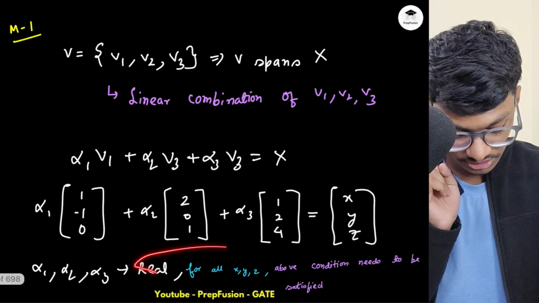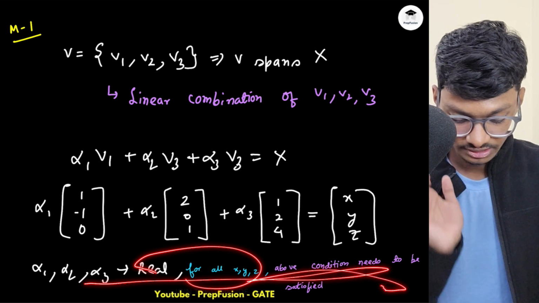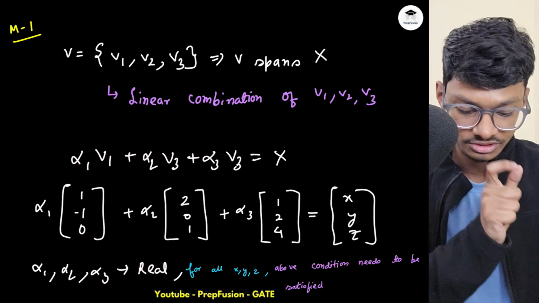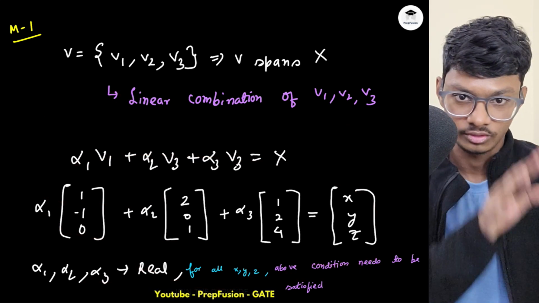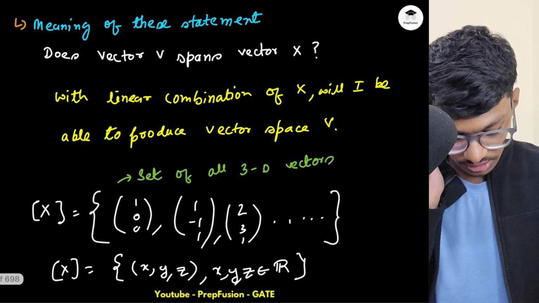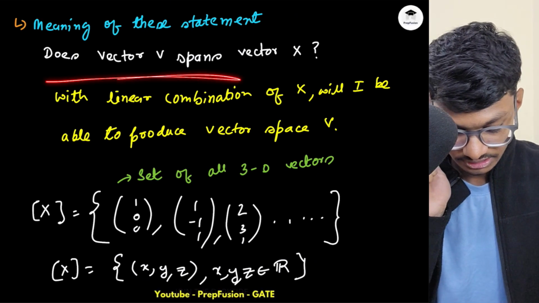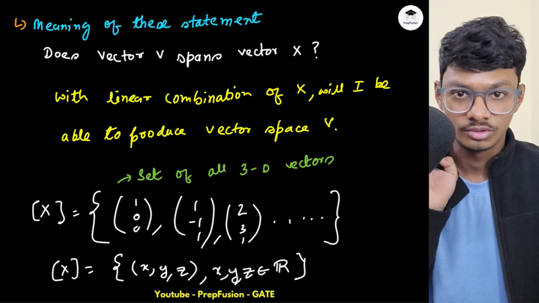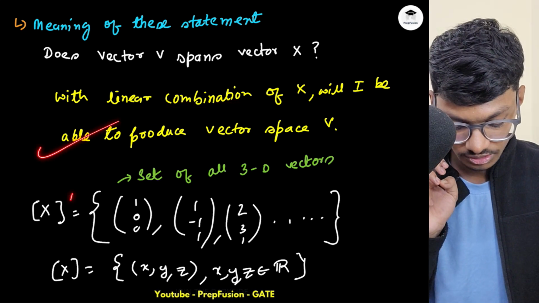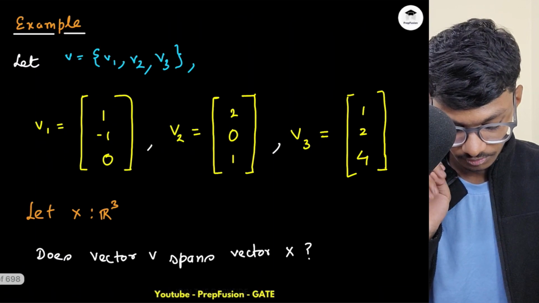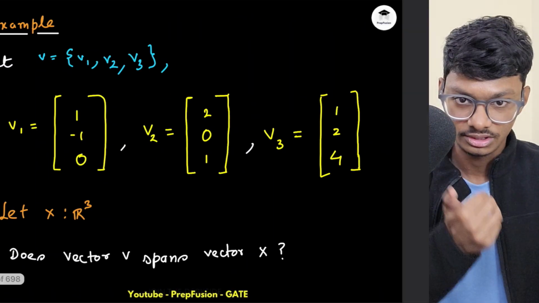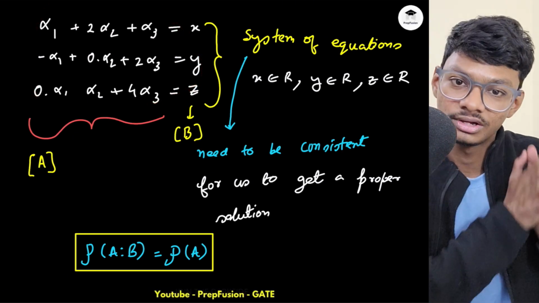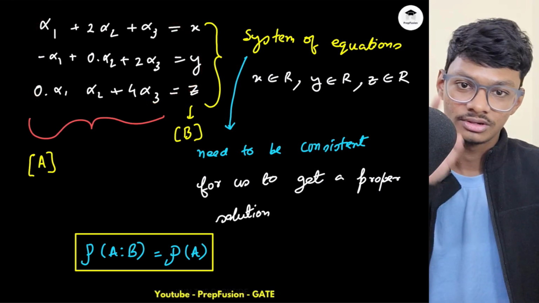Now if this condition is satisfied, that means X is a linear combination of v1, v2, v3 for all alpha 1, alpha 2, alpha 3. That means for this question, whatever it has asked, does vector v span X with a linear combination, this will be true. We will be able to produce all these things. So v will span X then. Okay. So basically we have to find the rank of this. We are again coming back to the same concept of rank. So everything comes back to rank itself.